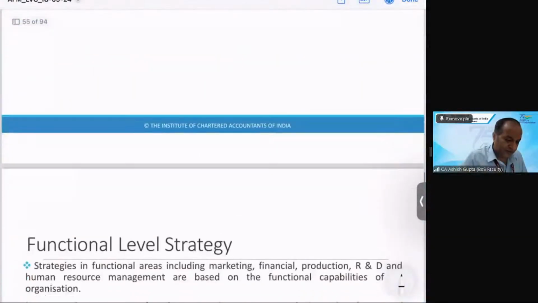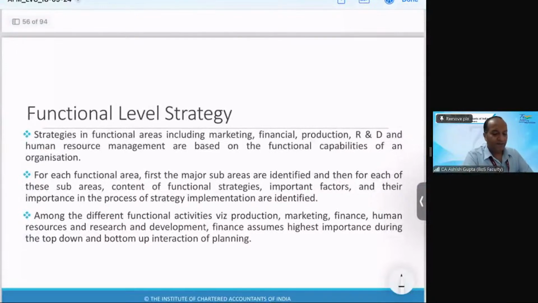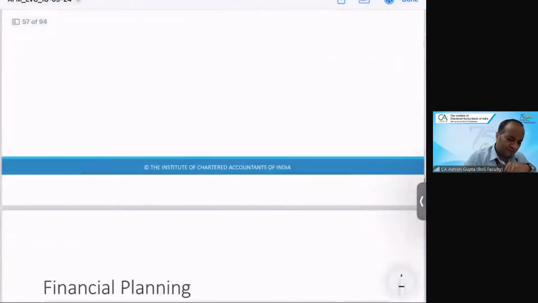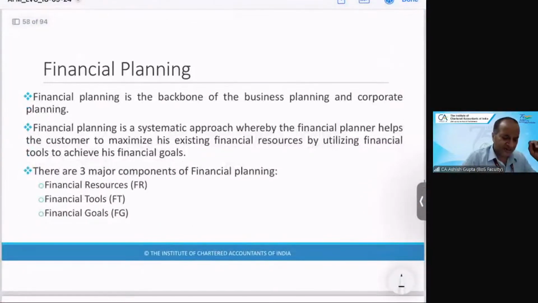Next comes the functional level strategy. These strategies are associated with the business unit itself. At this level they do not compete; rather, they facilitate the business unit managers to achieve the targets. For this, they have different functional units like research and development, marketing, finance, and HR. So all these are functional units, and here we have to see what the functional strategies are.